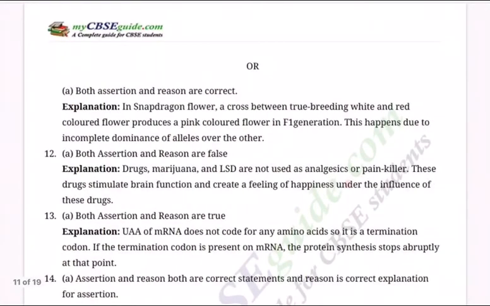Next, the choice for question number 11, and for that the answer also is A. Both assertion and reason are correct.